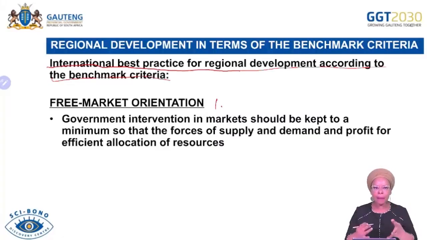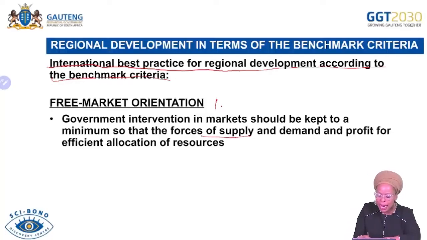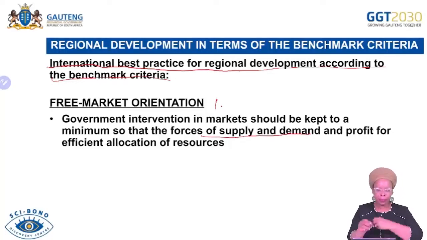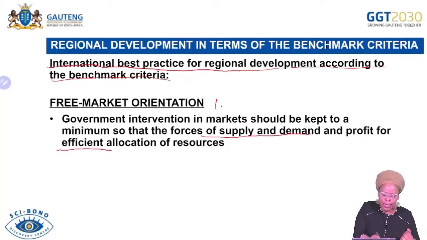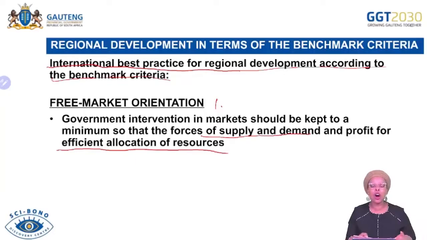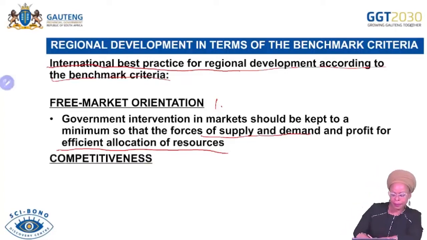But the private sector should be given the opportunity to run businesses so that the forces of supply and demand can operate freely. And this will also lead toward efficient utilization of resources and allocation of resources. This can also help to prevent public sector failures and market failures.